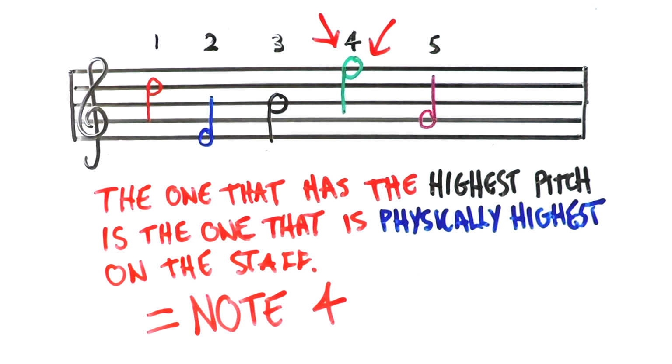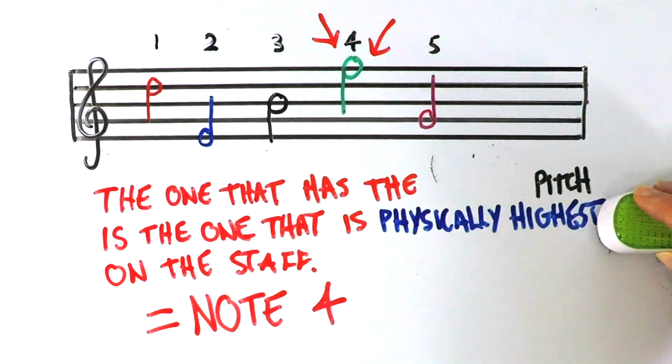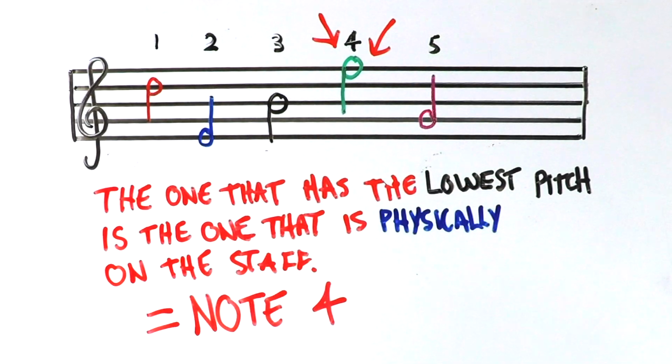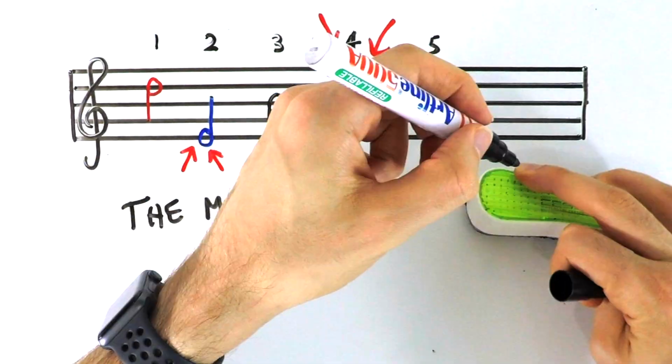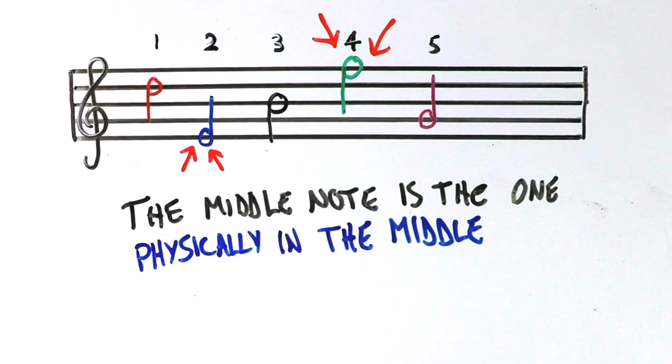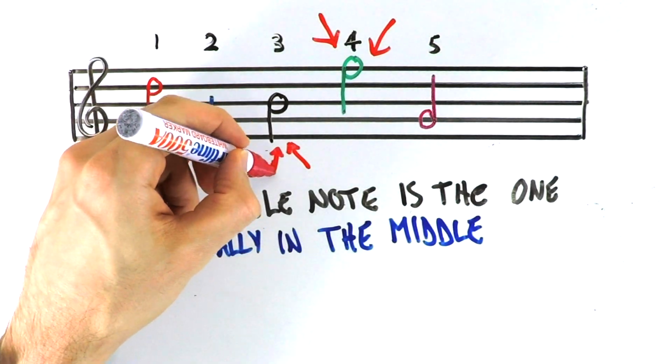And now if we're looking for the one that is lowest pitched, all we have to do is look for the one that is lowest physically on the staff, and that is note number 2. And the one in the middle is literally the one that is physically in the middle on the staff right now, and that is note number 3.